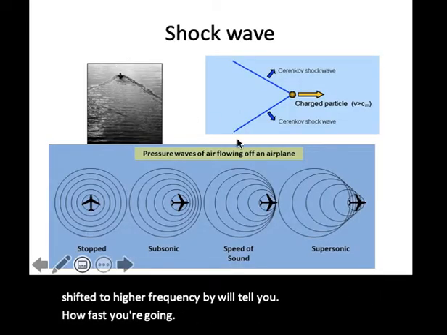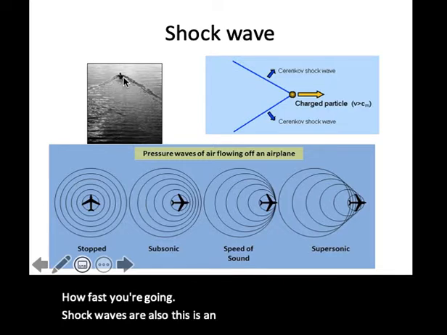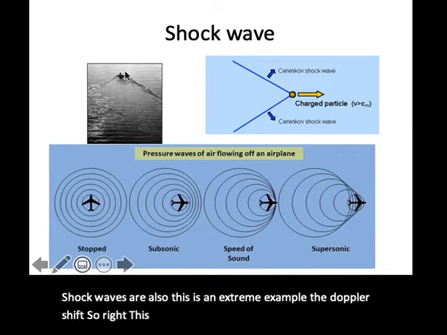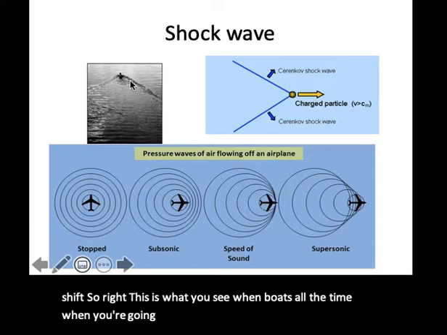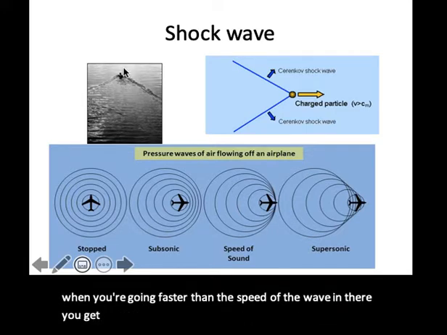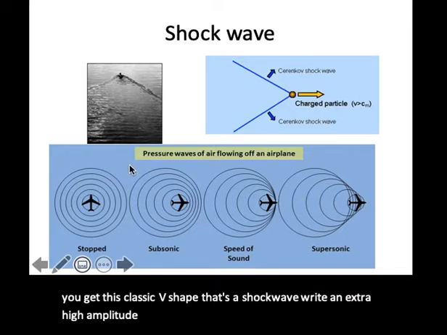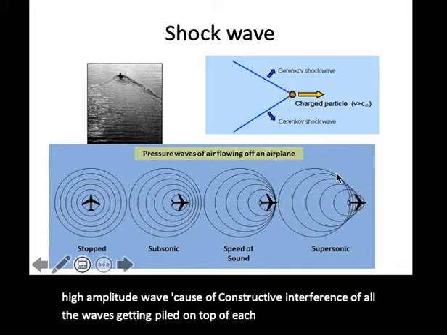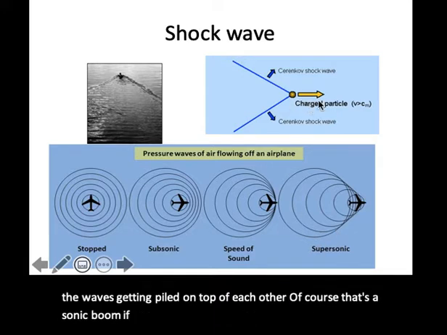Shock waves are also an extreme example of the Doppler shift. So, right, this is what you see in boats all the time. When you're going faster than the speed of the wave in there, you get this classic V shape. That's a shock wave, right? An extra high amplitude wave because of the constructive interference of all the waves getting piled on top of each other. Of course, that's a sonic boom if it's for sound. And the surprising thing is it can happen for light as well.